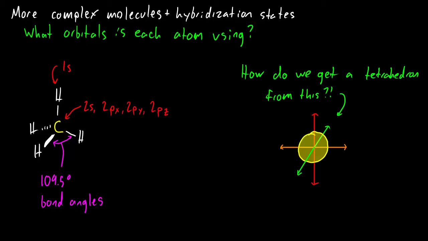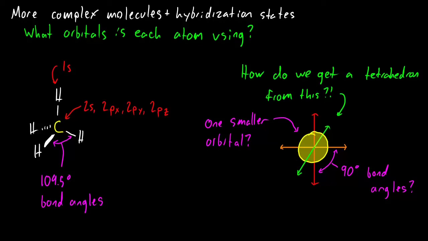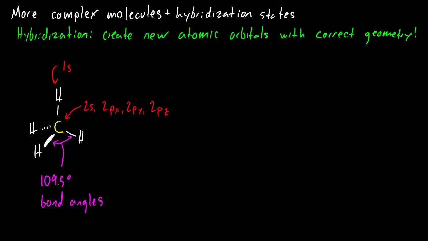Now, the question I have is, if we look at this picture, how on earth do we get a tetrahedron from this picture here? What this picture implies is two things that are incorrect about what we know about methane. The first being that we see a bunch of 90 degree bond angles, not 109.5, and that one of the orbitals of hydrogen should have to overlap with the s orbital of carbon rather than the p orbital, meaning one of these bonds should be shorter than the others. The way we get around this is with hybridization.